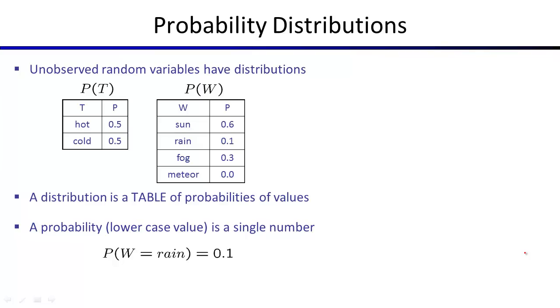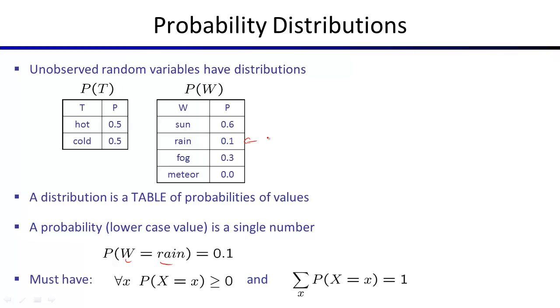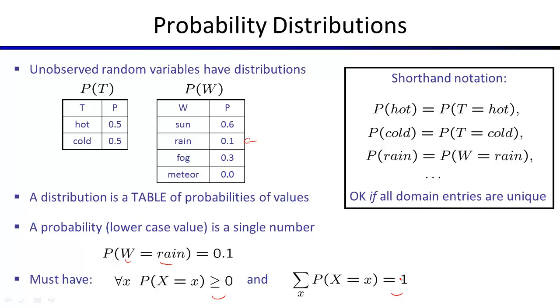Okay, from this table, you can read off, for example, the probability of the weather being equal to rain, just by looking at that row, reading out the corresponding probability. What needs to be true about these tables is that every entry needs to be bigger than or equal to 0, and the sum of the entries needs to be equal to 1. Otherwise, it's not a probability distribution. That's just a definition.